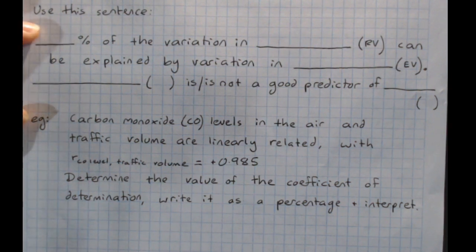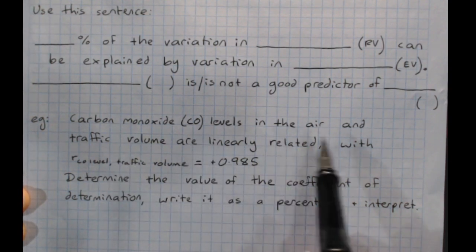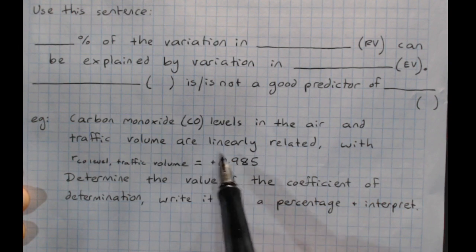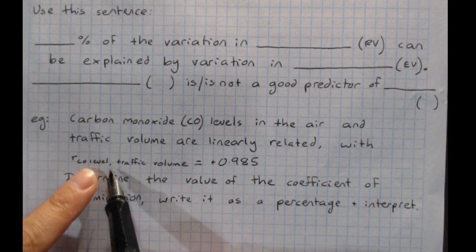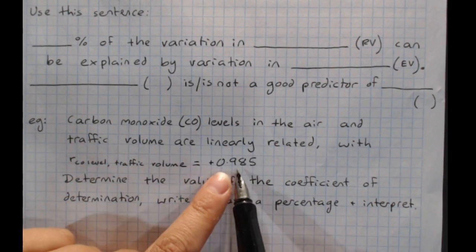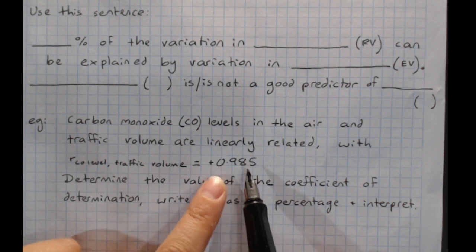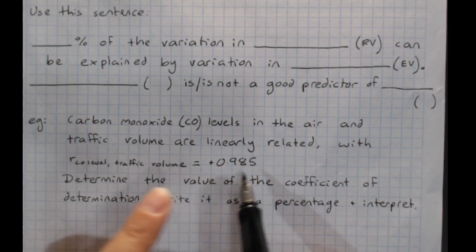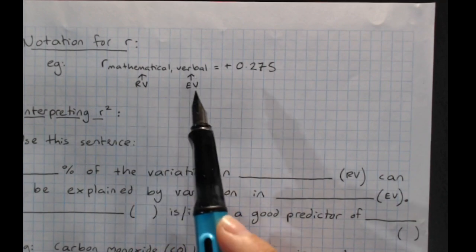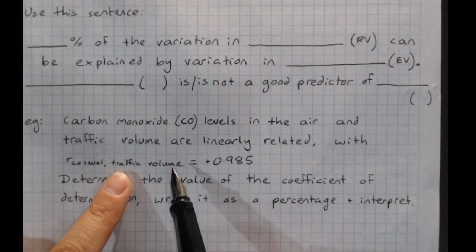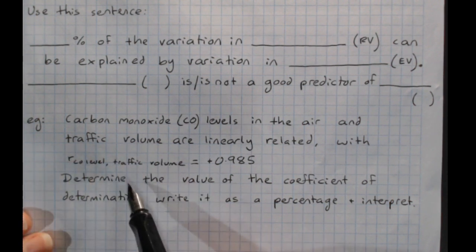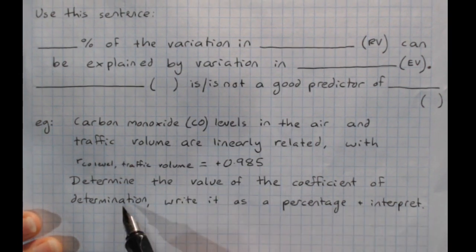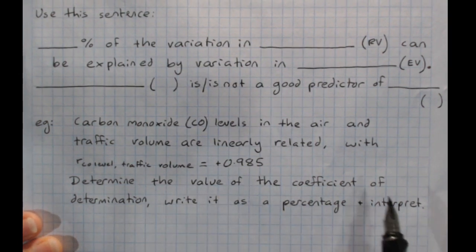Carbon monoxide, CO levels in the air, and traffic volume are linearly related, with the r value for those two being positive 0.985, so quite a strong positive linear relationship, which you'd expect. This notation means that our explanatory variable is traffic volume. Traffic volume explains carbon monoxide levels. That makes sense. Determine the value of the coefficient of determination, write it as a percentage, and interpret it.